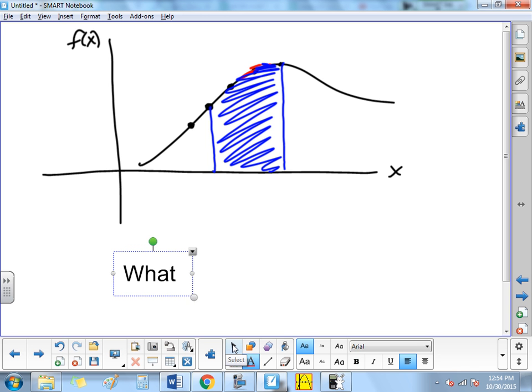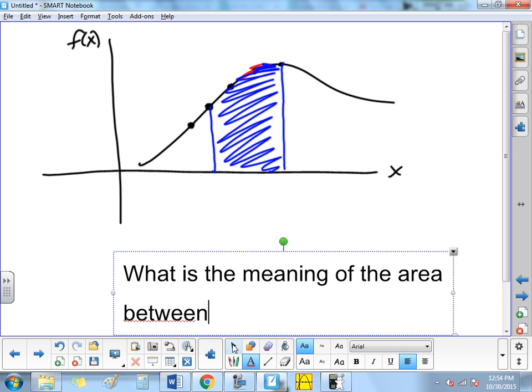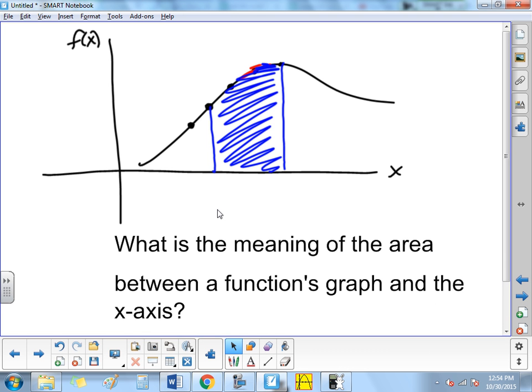So what is the meaning of the area between a function's graph and the x-axis? Okay? What is the meaning? That's our big question of the day. And it's something we can actually easily investigate from a common situation we've been dealing with our whole lives.